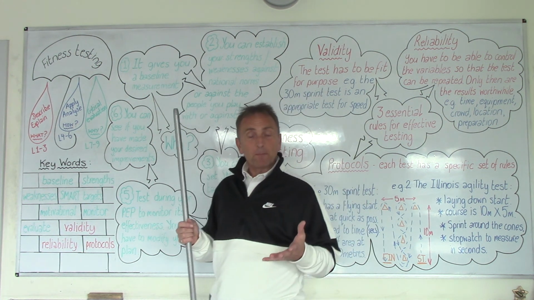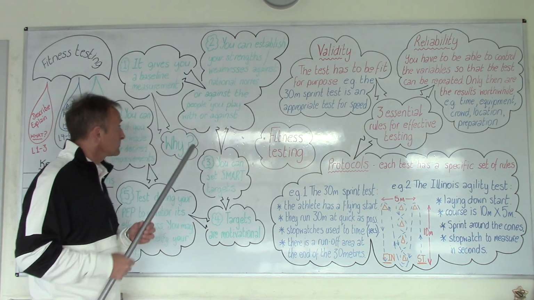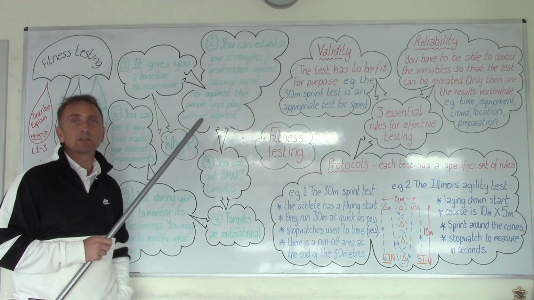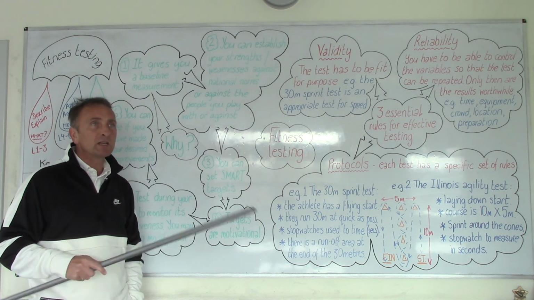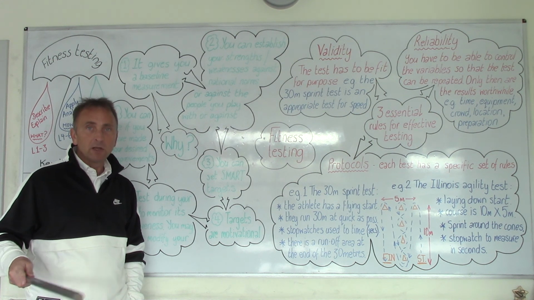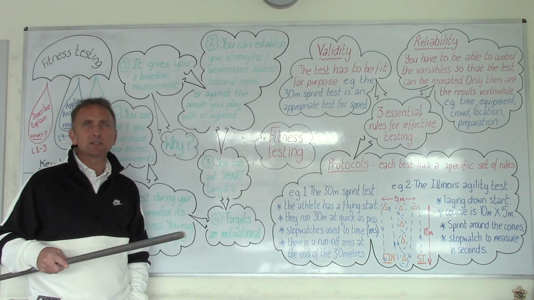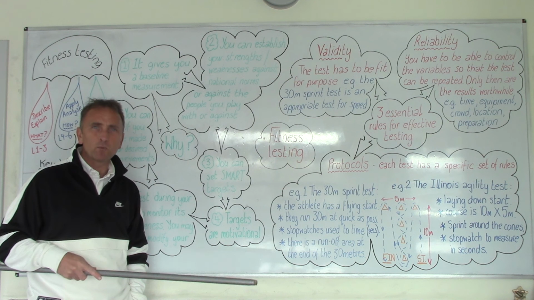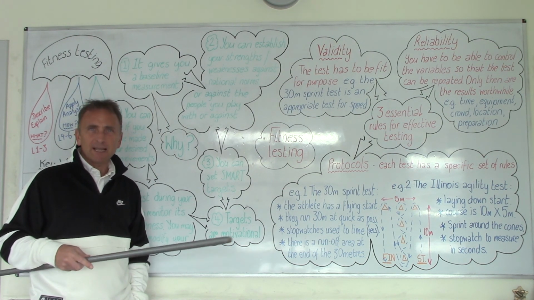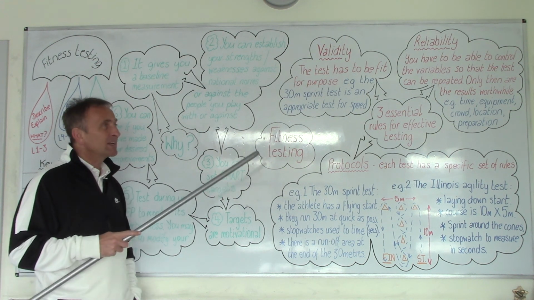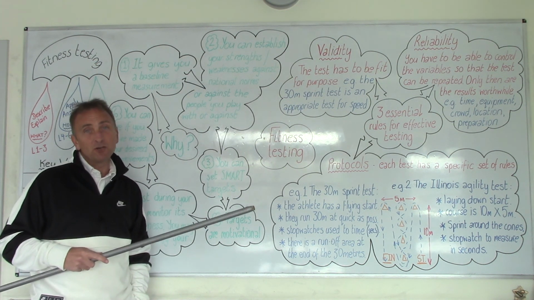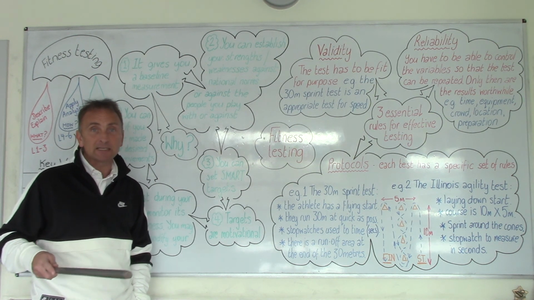Now, from that baseline figure, you can work out your strengths and weaknesses. Your strengths and weaknesses in relation to national norms, yes, which is important, but also your strengths and weaknesses in relation to the people you're playing with and playing against. So for example, if I was a county football player, then if I did a 30-metre sprint test on the national norms chart for my age group, I'm likely to come out as excellent.